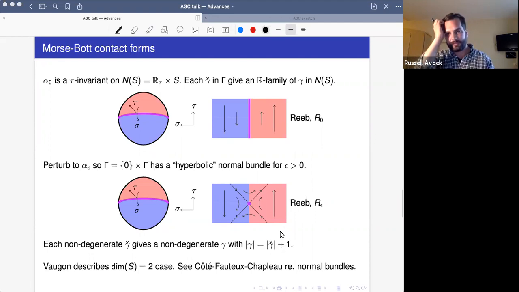This is a generalization of a construction which Vaughan does in the dimension 2 case, for convex hypersurfaces specifically. And regarding these hyperbolic normal bundles, there's also a paper which came out last year of Côté and Pateau-Chaplot, where they study contact submanifolds of codimension 2 with different types of normal bundles.